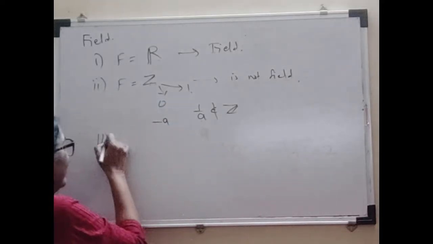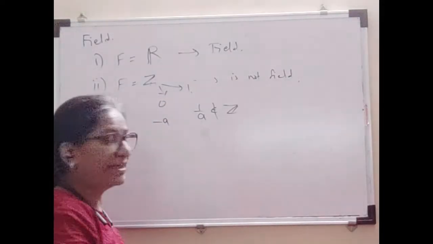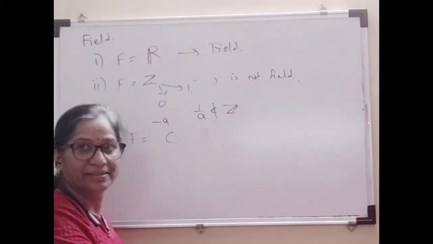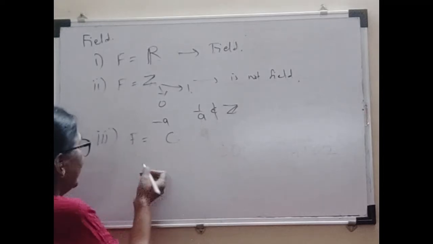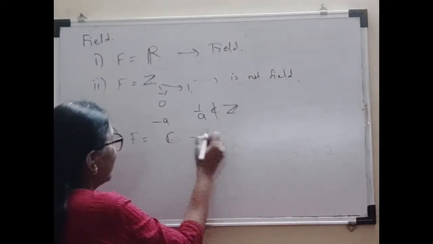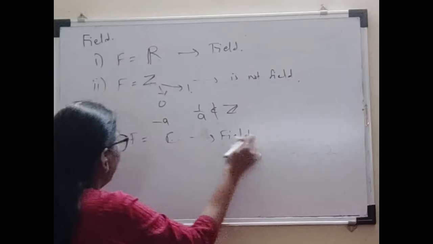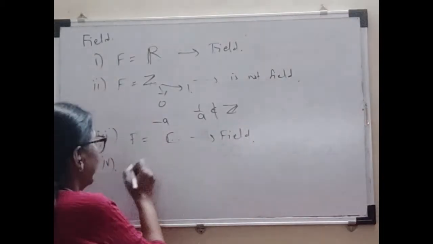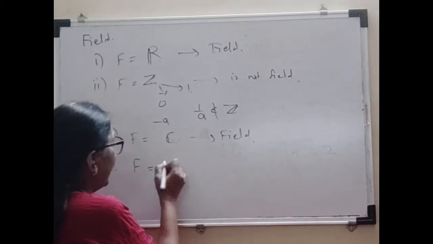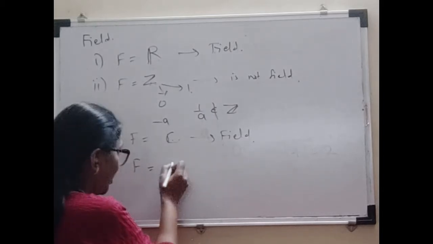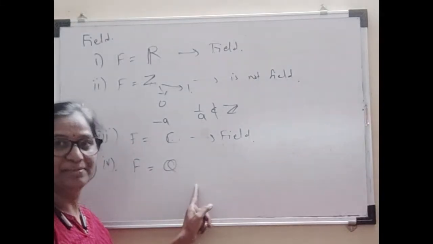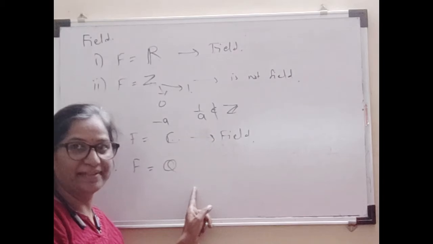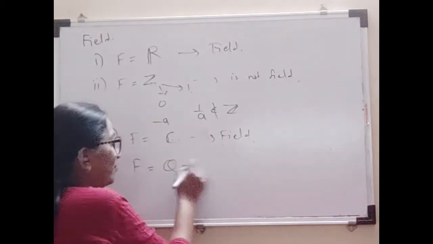In the same way, is there any other example of a field? The set of complex numbers. Then the set of complex numbers is also a field. Any example of a non-field set? So we may define F as Q, rational numbers. Yes, for each A there exists 1 upon A. Also minus A is there. So it is also an example of a field.